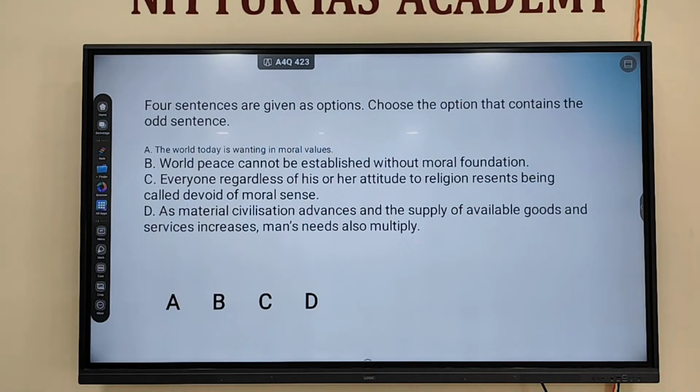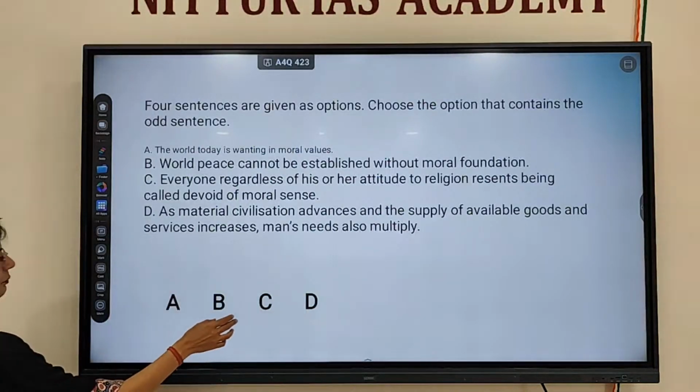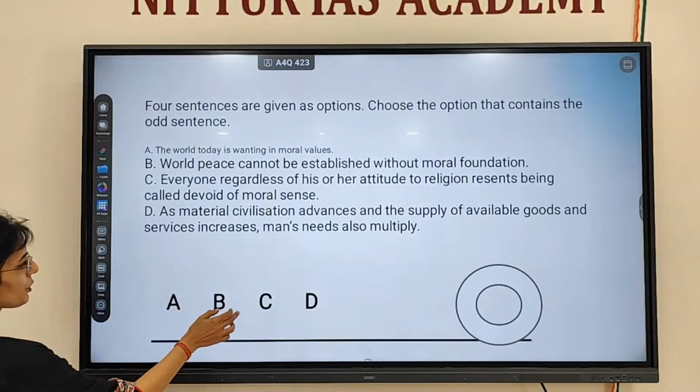World peace cannot be established without moral foundation. Everyone, regardless of his or her attitude to religion, resents being called devoid of moral sense. As material civilization advances, the supply of available goods and services increases, and man's needs also multiply. Very good. The answer is option D.